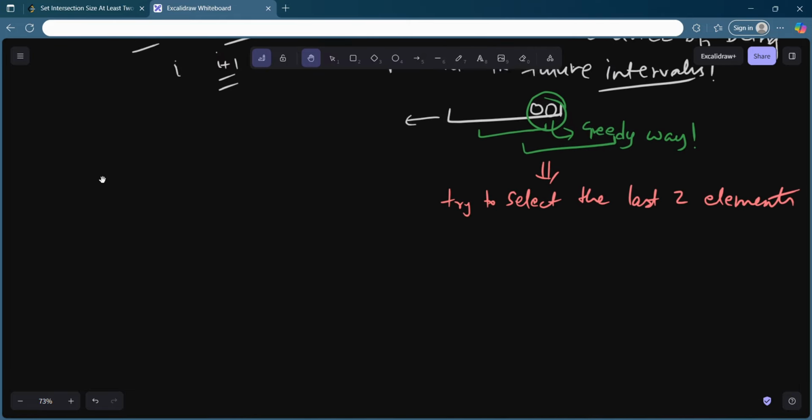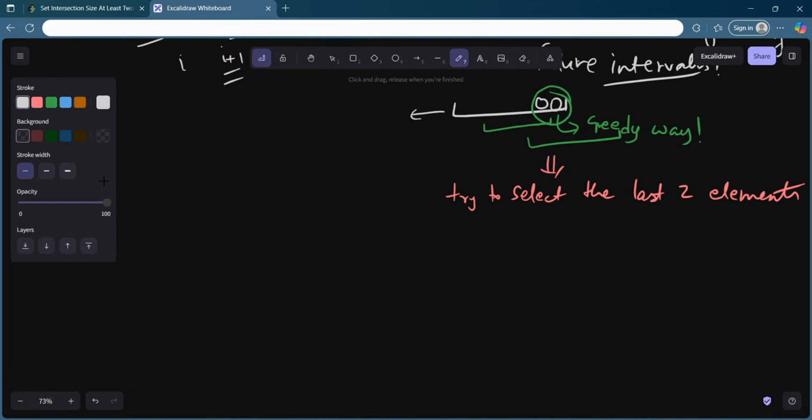What do you want primarily? You see, you are bothered about the end point of the interval. You want to select the two elements from your endpoint, right? So you are bothered about the endpoints of your interval. So what you want exactly is that you should sort the intervals in such a way that they end first.